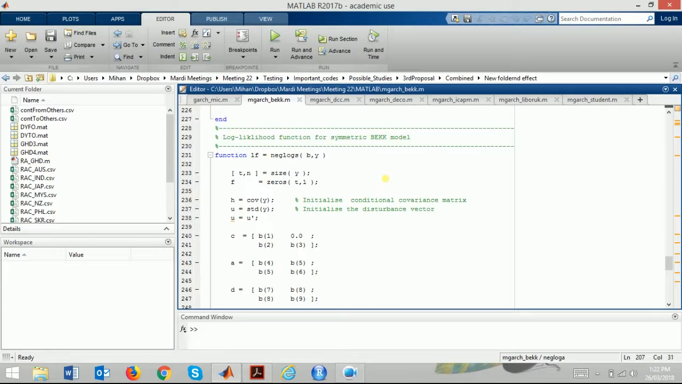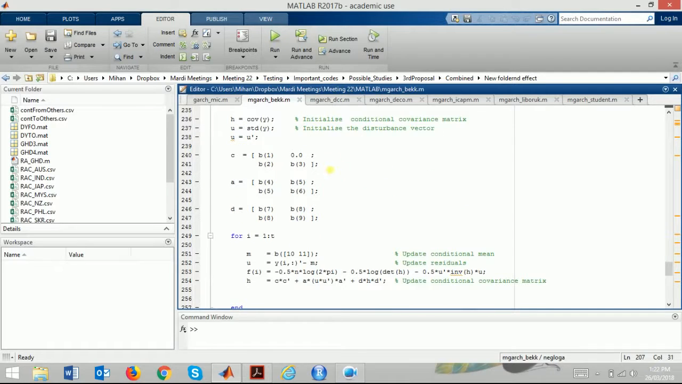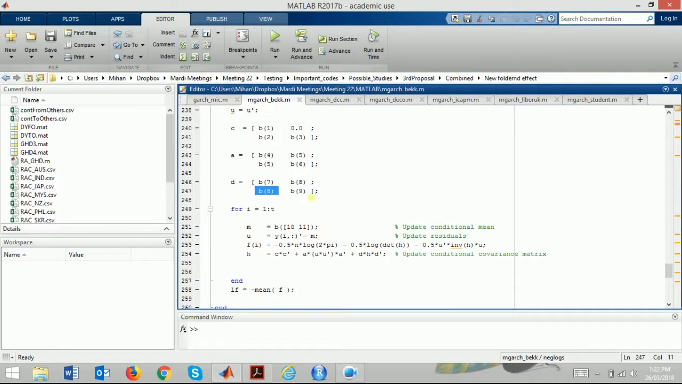Then the asymmetric Beck model, where the off diagonal elements equal 0 and you have fewer parameters. So this is understandable. Update the conditional mean. However, there is a little change. The change is that off diagonal elements are equal. In both cases, off diagonal elements are equal, and you have 9 unknown parameters. With the conditional mean, you have a total of 11 parameters.